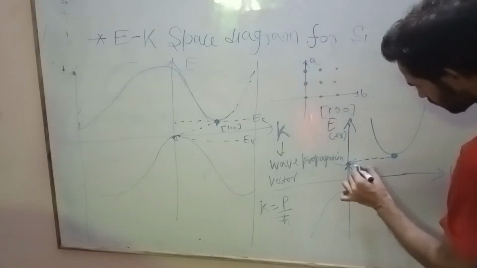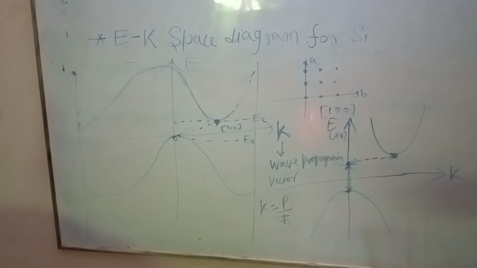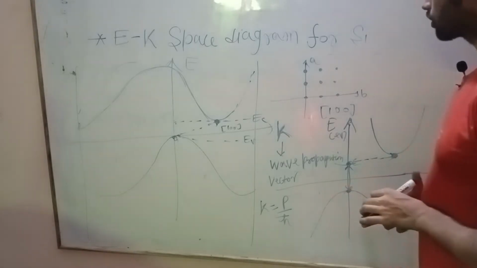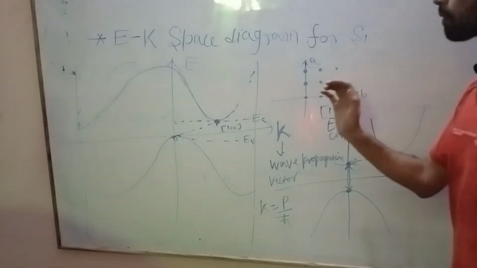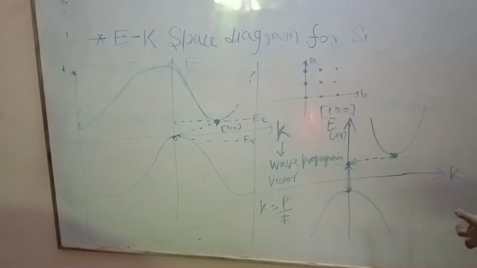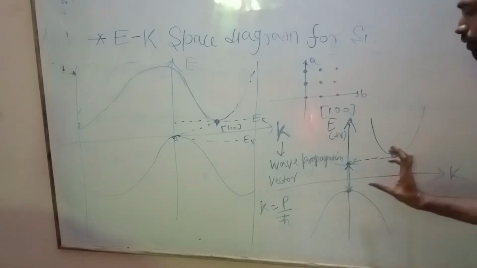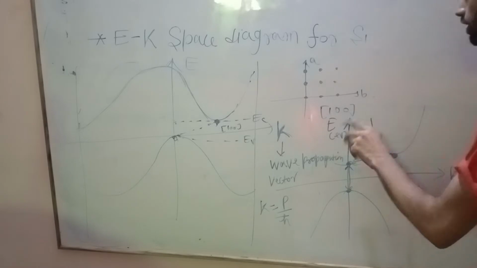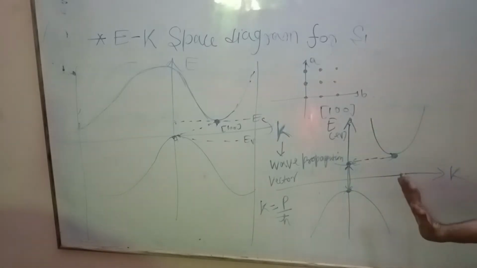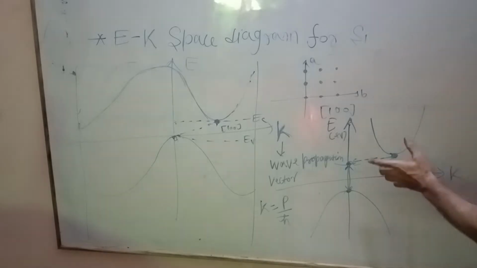Now see here, we are here. So this momentum here is not conserved. Energy is also not conserved. Means the energy that will come out during the recombination of electron and hole pair is not radiative. It is non-radiative. Means energy is consumed and it is dissipated in the form of heat.